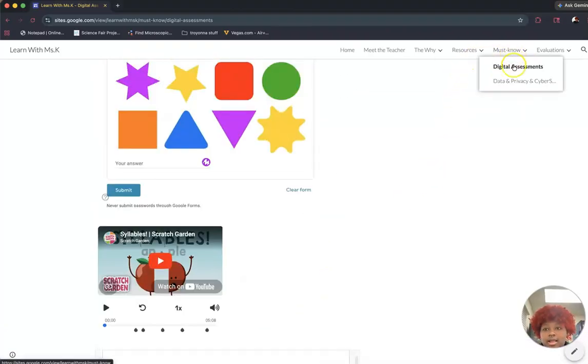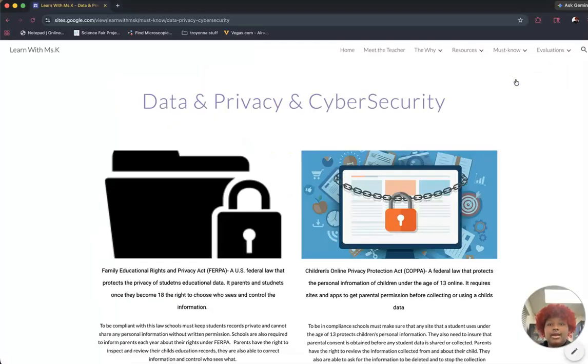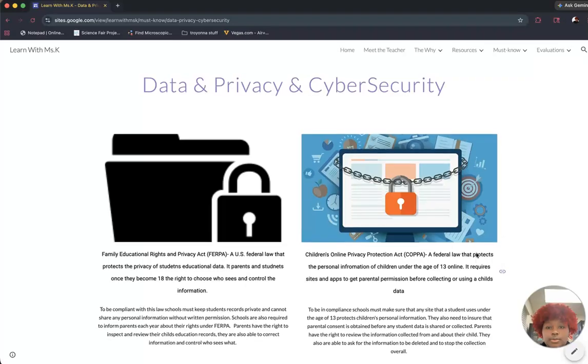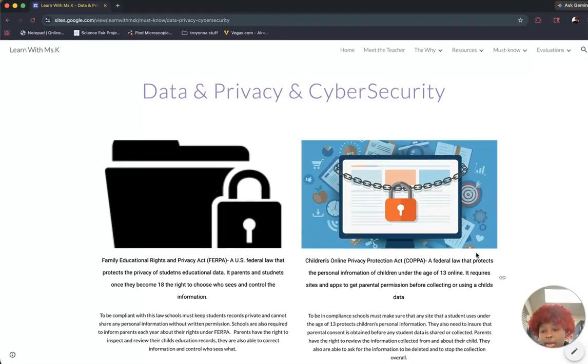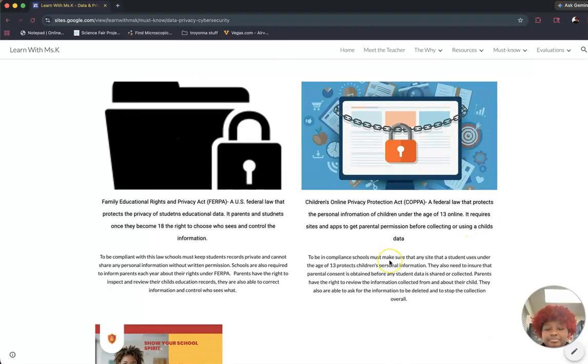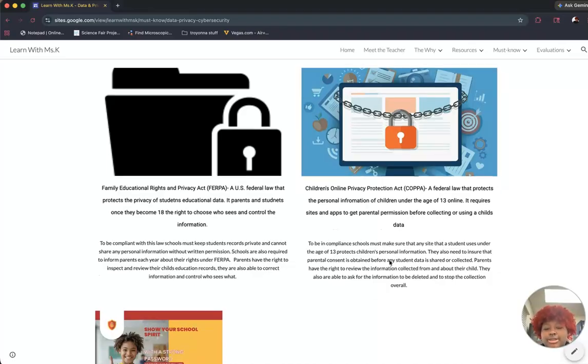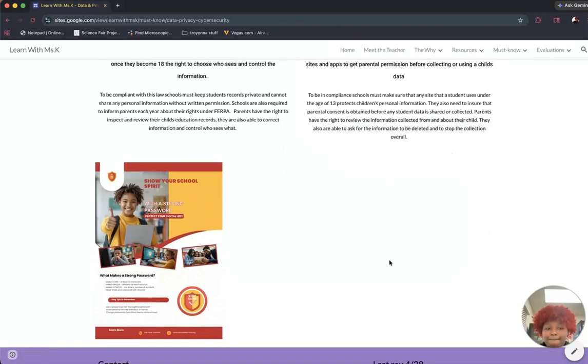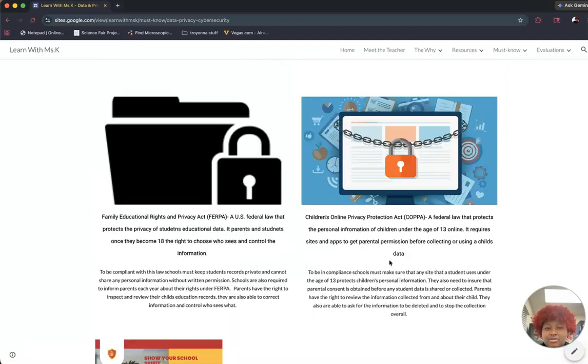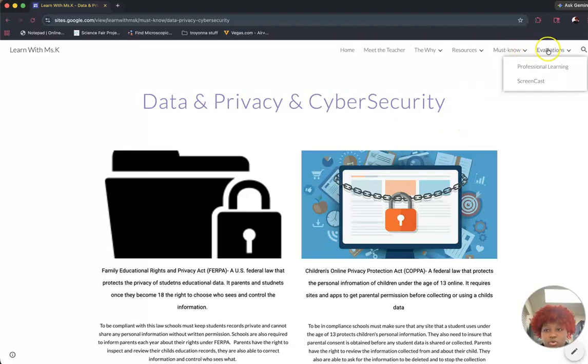So yeah, and then moving on, we have our data and privacy and cybersecurity. I think this part here is very helpful for students and parents, as it allows them to basically see what their rights are if they don't know them already. Basically see what they have rights to and what they can do to protect themselves, and how to fight back if anything goes wrong.